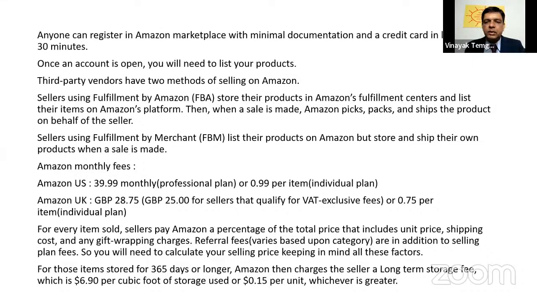What are the additional costs? Ashutosh asked the question. Additional cost means there is the monthly subscription. Per item, if you go for an individual plan, they will charge you 0.99 USD per item sold. Apart from that, there are shipping cost, gift wrapping charges, referral fees. For referral fees, there is a list with percentages, and there are various sections. Based upon the category, Amazon will charge a specific referral fee.